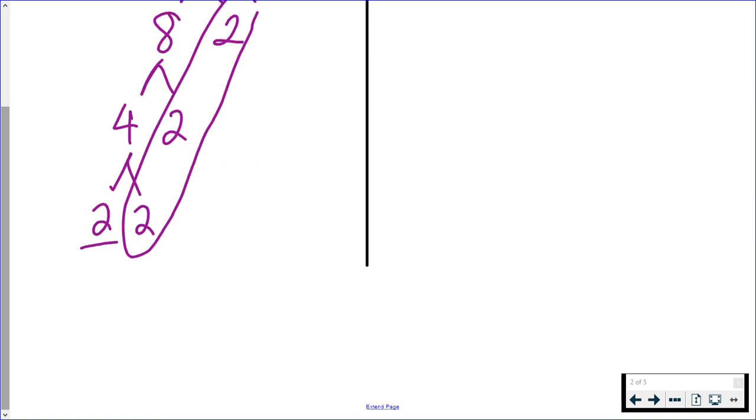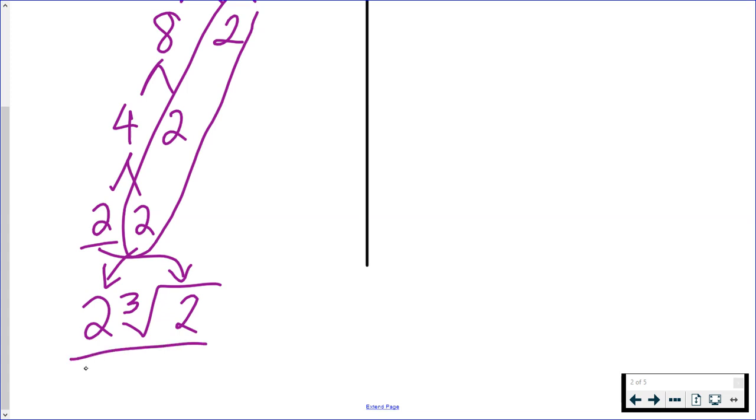So the 3 of a kind is what comes out. If you have 3 2's, the 2 is coming out. So that's that 2. And then this is a cube root. Whatever you have left over stays in. And so since it was just a single 2, that'll stay in. And that is my answer.